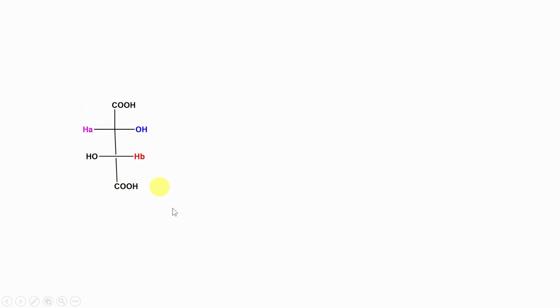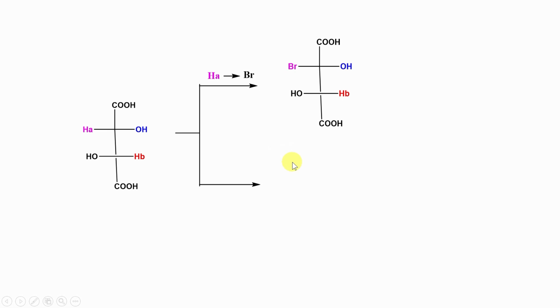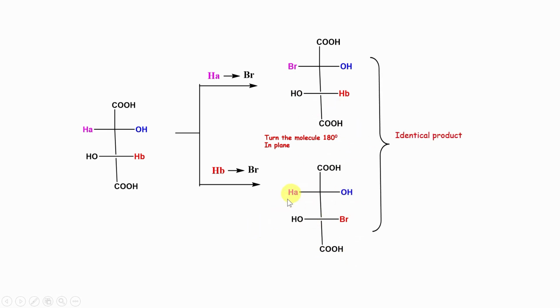See, it is tartaric acid. If you replace the HA hydrogen by bromine, we will get bromotartaric acid, that is 2-bromotartaric acid. Then if you replace the HB hydrogen by bromine, we will get another bromotartaric acid. You can see that by turning the first molecule 180 degrees in plane, we will get the second molecule. And so these are identical products, and hence the HA and HB hydrogens are said to be homotopic hydrogens.